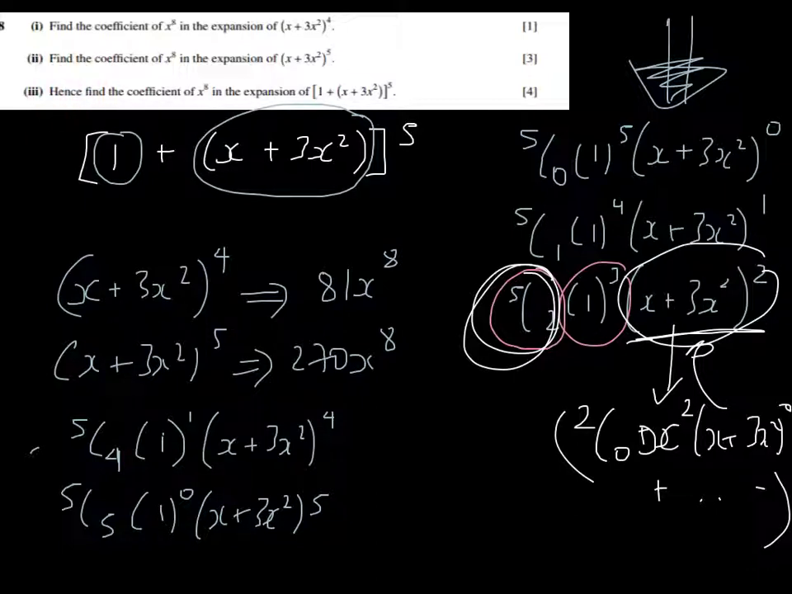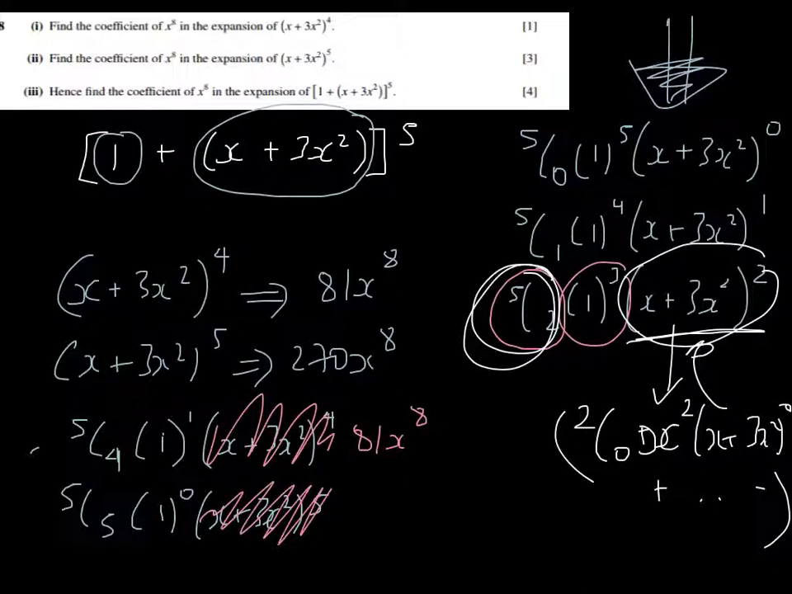So all I do here is I already know, when I expand this out, which terms I'm after. I don't care about any of the other terms, I can just replace that with 81x to the power of 8. I've already done the hard work of finding out the coefficient of the x to the power of 8 term in that expansion. And the same thing here as well, I can replace that with 270x to the power of 8. 1 to the power of 1 is just 1, 1 to the power of 0 is just 1, 5C5 is just 1, and 5C4 is 5.